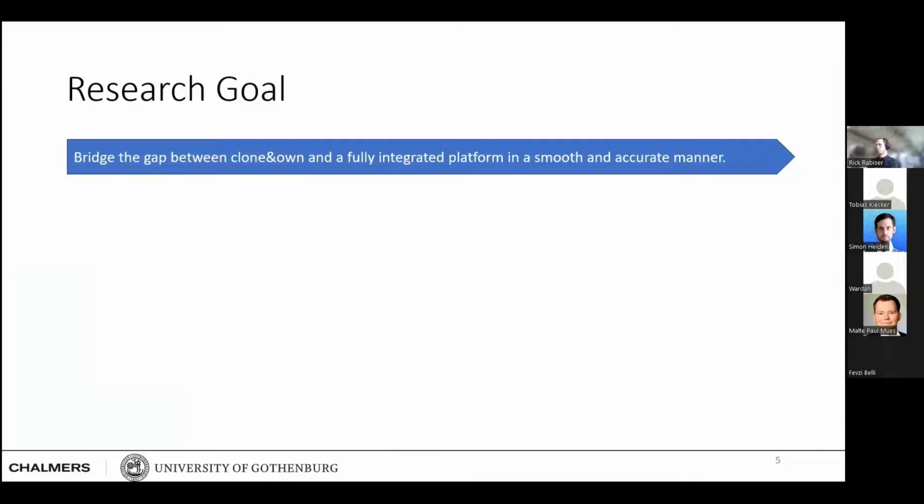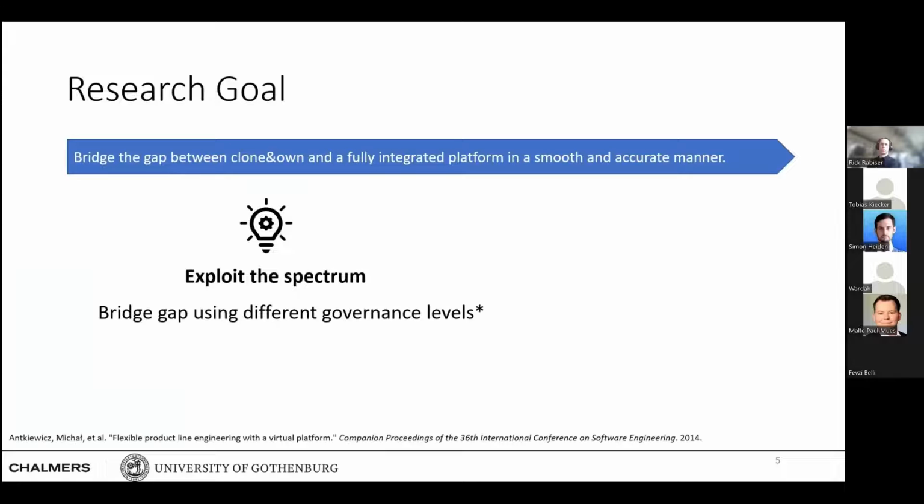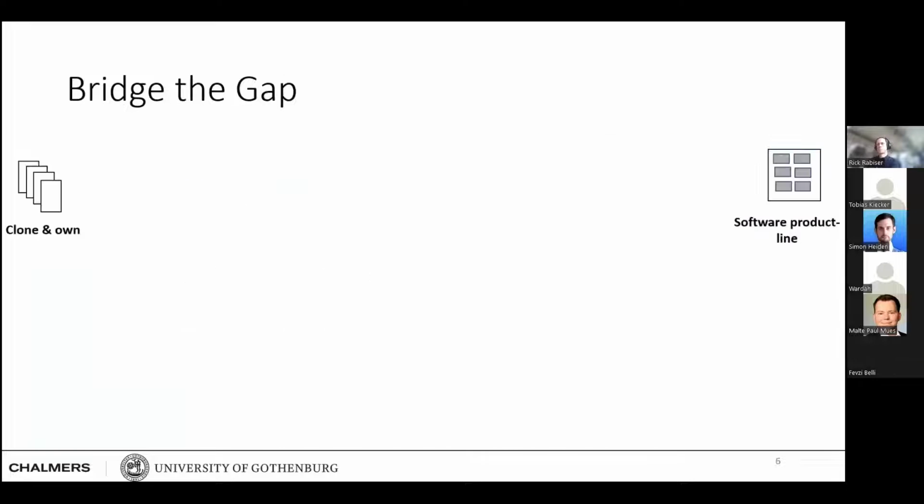The goal of our work is to find out how to bridge the gap between clone and own and a fully integrated platform in a smooth and accurate manner. Our idea is to exploit the spectrum between clone and own and SPLE by introducing different governance levels between the two to bridge the gap. So, to make the process smooth, we prescribe a truly incremental strategy, and to make it accurate, we rely on proactively stored metadata. Let's dive into it.